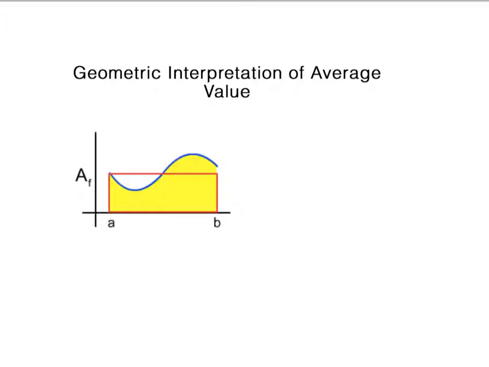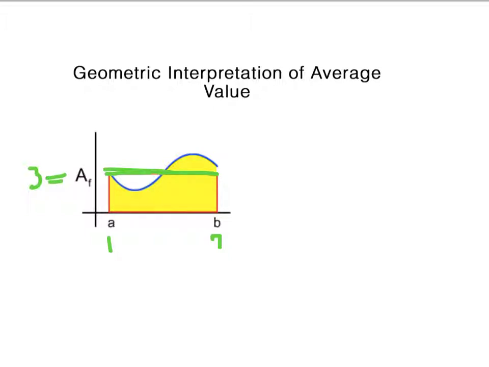Now I want to take a minute and look at a geometric interpretation of average value. So let's say we've got this function from A to B, and we calculate the average value, and it turns out to be a number, and let's say that's 3. Say we went from maybe 1 to 7, and we did our average value, and the answer turned out to be 3. What you just found was that the average y value for this function would be 3.